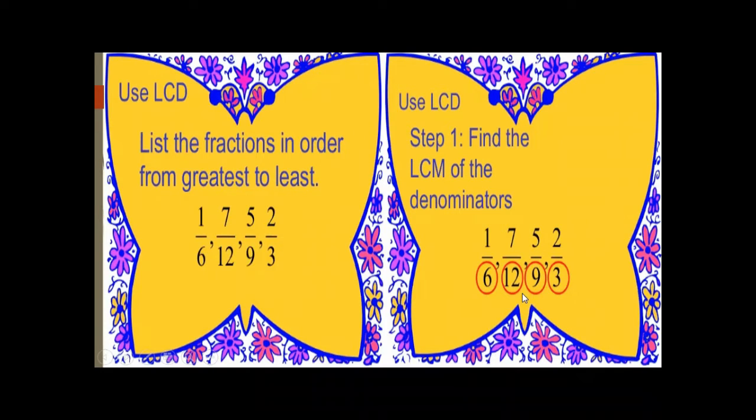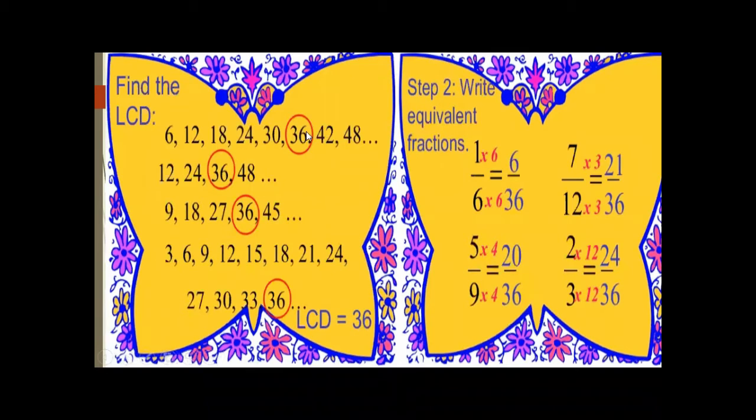Why am I doing this? Because I am converting and going from descending order to ascending order. So I got the LCM 36. So the LCM or least common denominator is 36. So I had the fractions 1 upon 6, 5 upon 9, 7 upon 12, 2 upon 3.